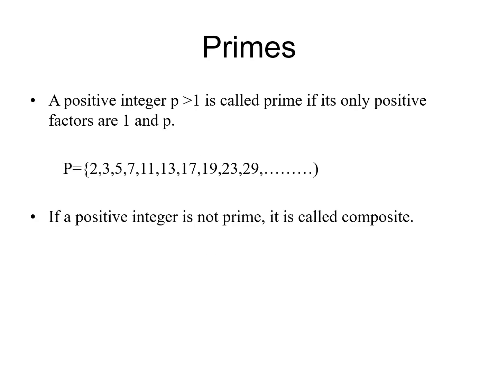We can see primes. We are already familiar with prime numbers. A positive integer p greater than 1 is called prime if its only positive factors are 1 and p. That means a number is said to be a prime number if it can be divided only by that number and 1. Here, a set of prime numbers denoted by letter P is given. P is equal to set 2, 3, 5, 7, 11, 13, 17, 19, 23, 29, etc. Like that it goes. It is an infinite set. So any number is a prime number if it can be divided by itself and by 1.